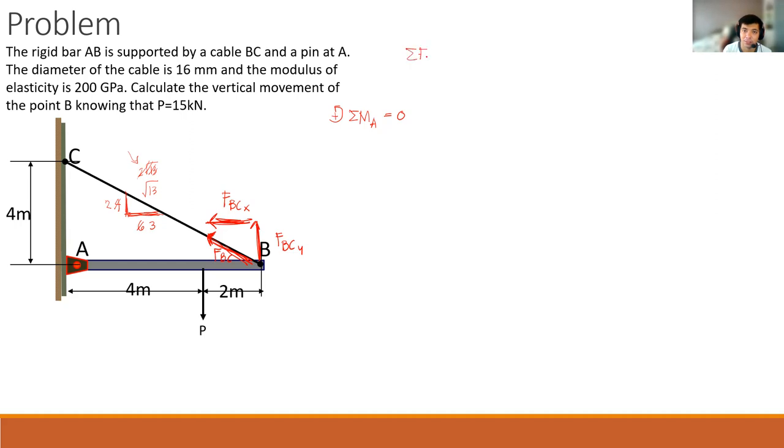For the summation of forces vertical, upwards is positive. It's normal that going up is always positive, right?